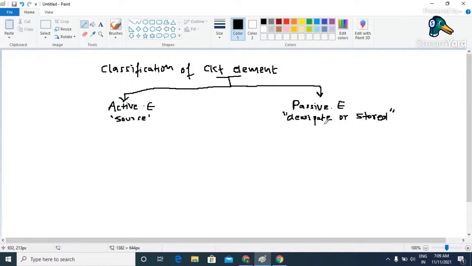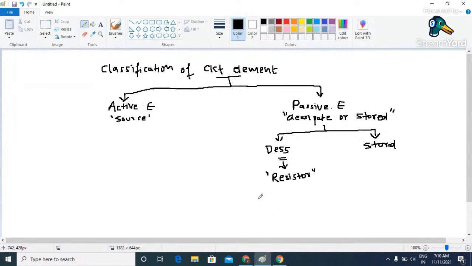Now these passive elements, depending upon whether they are designed for energy dissipation or for storage, we can classify into two main categories: passive elements designed for energy dissipation, and passive elements designed for energy storage. In the category of passive elements designed for energy dissipation we simply have resistors, indicated by symbol capital R. So what are resistors? Resistors are passive elements designed for energy dissipation, and normally resistors dissipate energy in the form of heat.